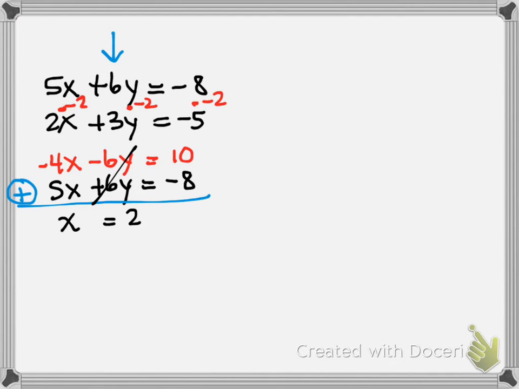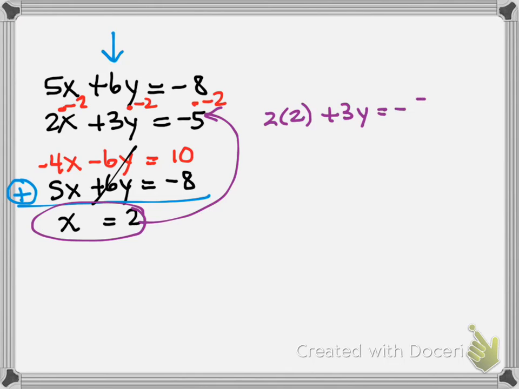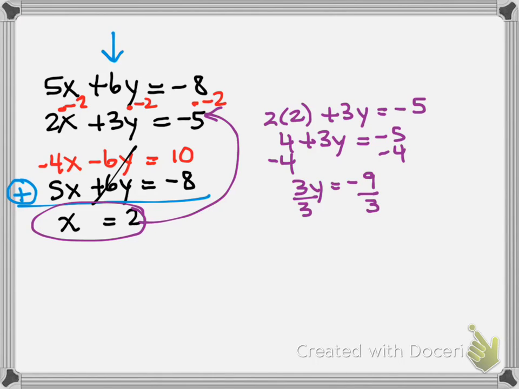Okay? And now I'm just going to take this answer 2 and substitute it back into either original equation and solve for y. So I chose this equation because the numbers are smaller. So I have 2 times the x value of 2 plus 3y equals negative 5. So I have 4 plus 3y equals negative 5. So I'm going to subtract 4 from both sides. I get 3y equals negative 9. Divide both sides by 3, and I get y equals negative 3. So my answer appears to be 2, negative 3.